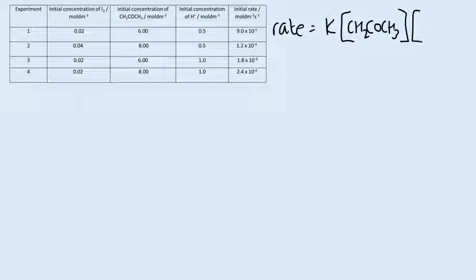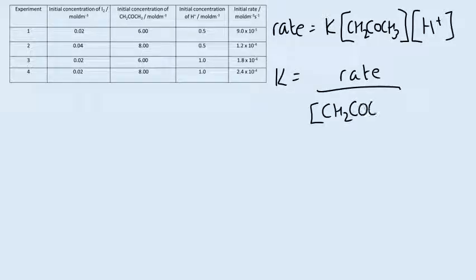We've just worked out that the rate equation is equal to K multiplied by the concentration of CH2, CO, CH3. It was first order, and it was first order with respect to H+. So we can rearrange that to get K equal to the rate divided by the concentration of CH2, CO, CH3 times the concentration of H+. So we can take some numbers. I'm just going to use experiment 1.